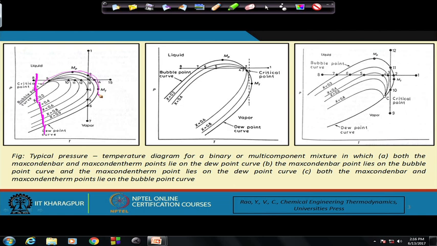What happens? Suppose we take up the vapor phase at state 1, and we start expanding the vapor phase under isothermal conditions. Naturally, when temperature is constant and we start expanding, it follows this particular vertical line. As we continue this expansion, the vapor first reaches point 2, which lies on the dew point curve. So, naturally, under this condition, the first dew is formed. If we continue this expansion process, the proportion of liquid keeps on increasing as we move from point 2 to point 3.